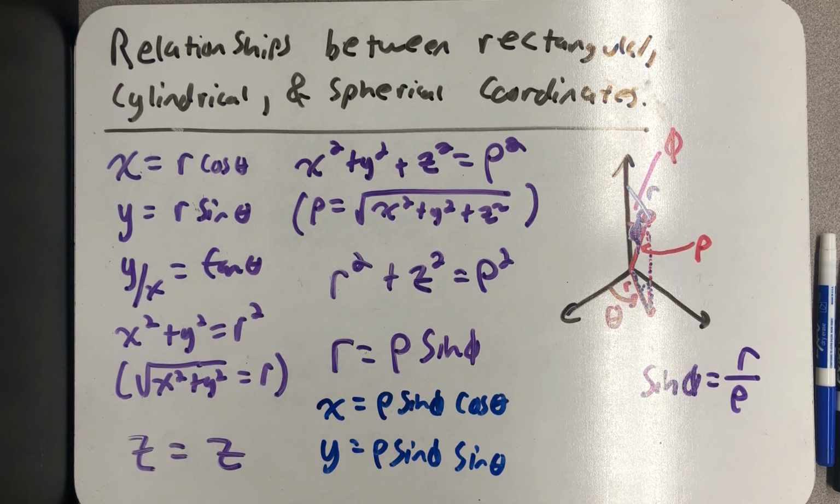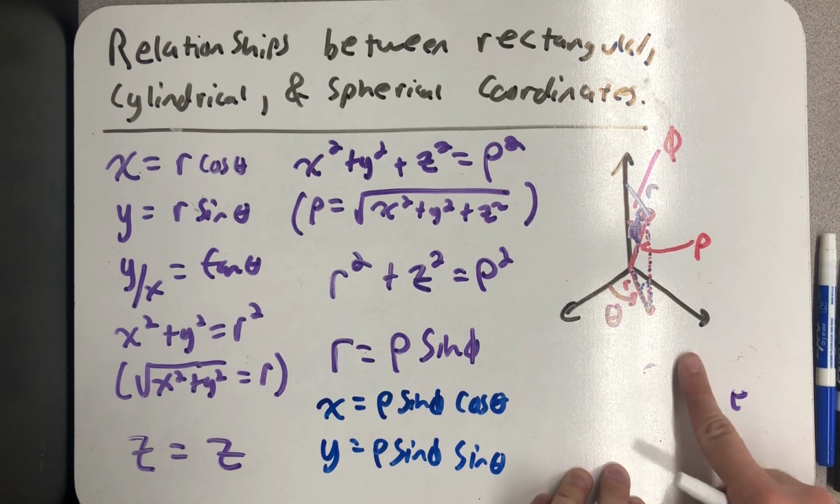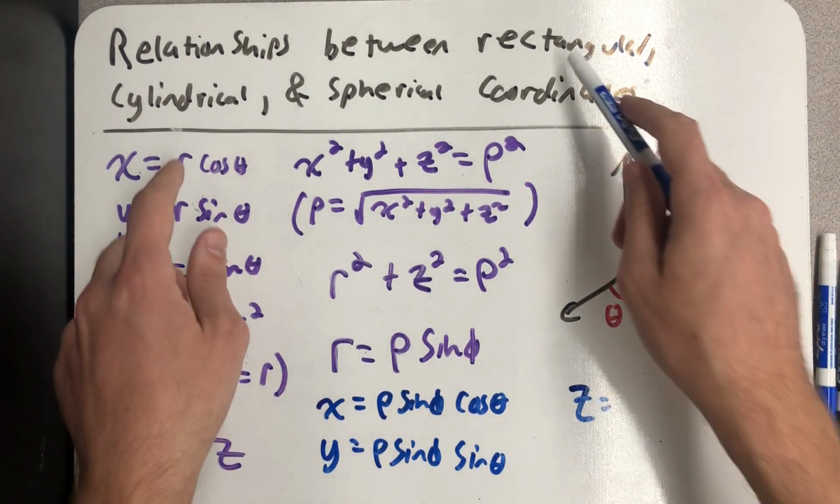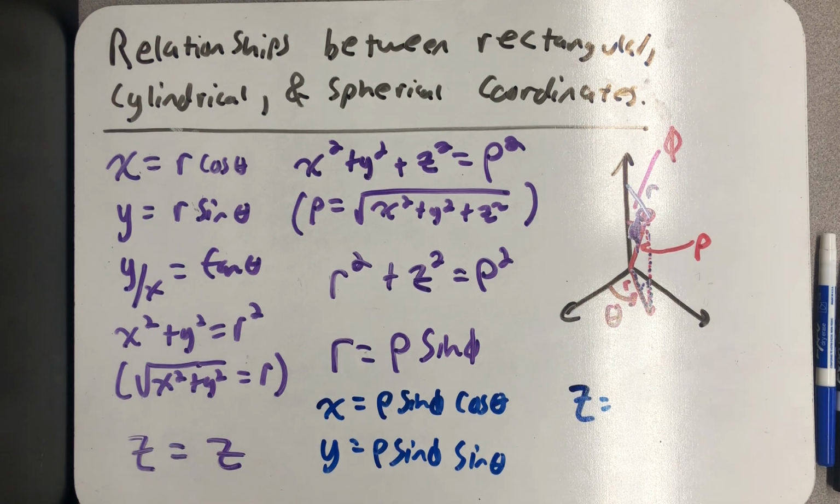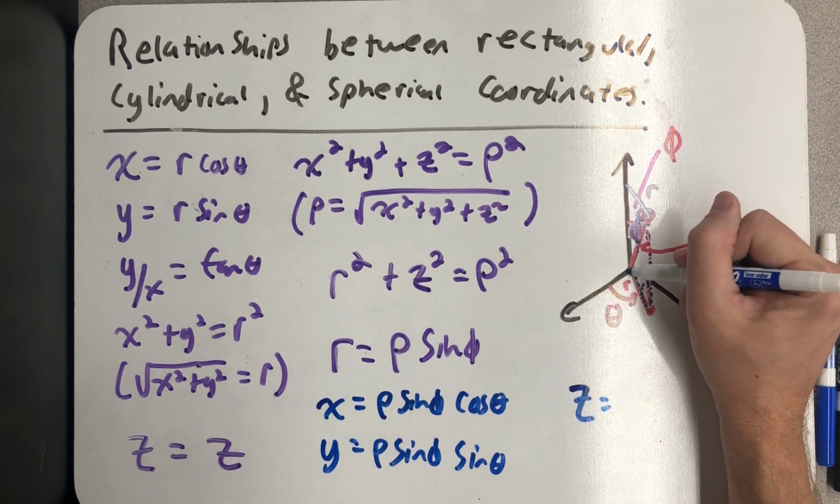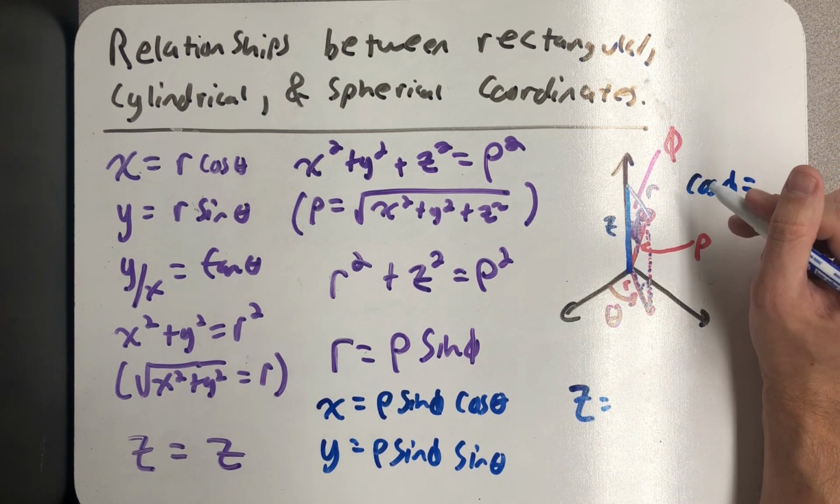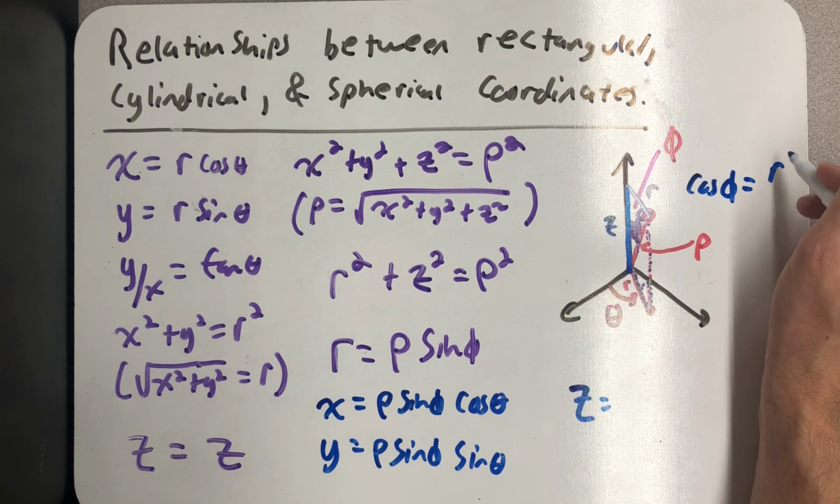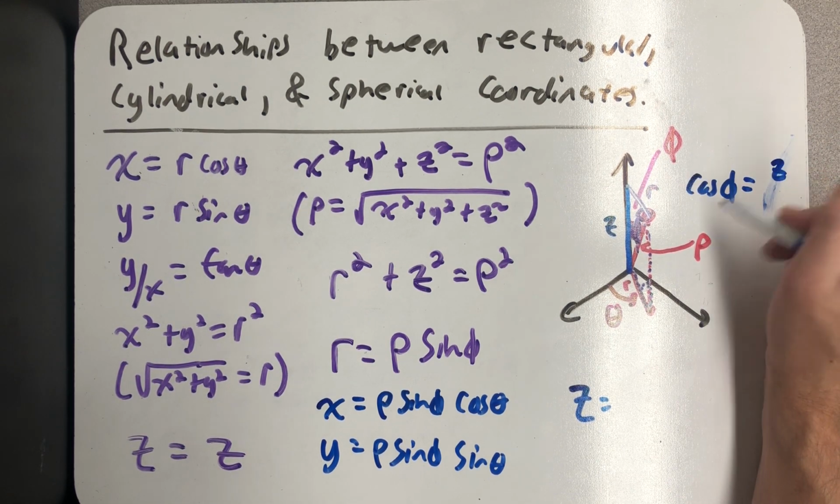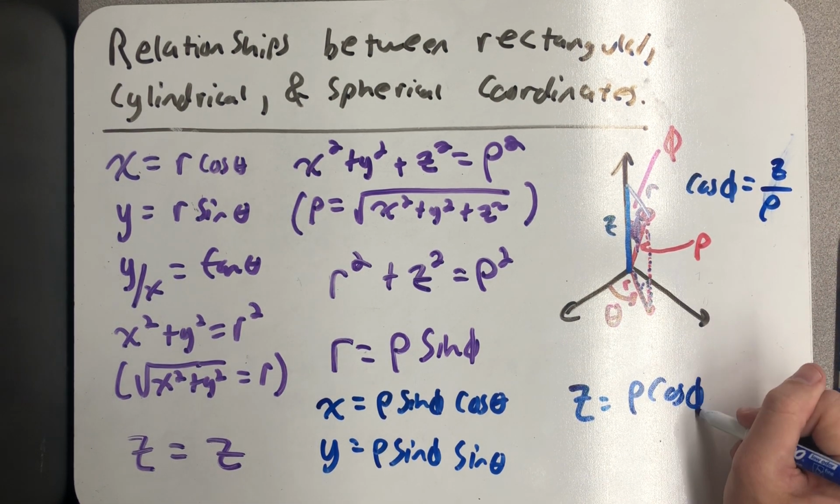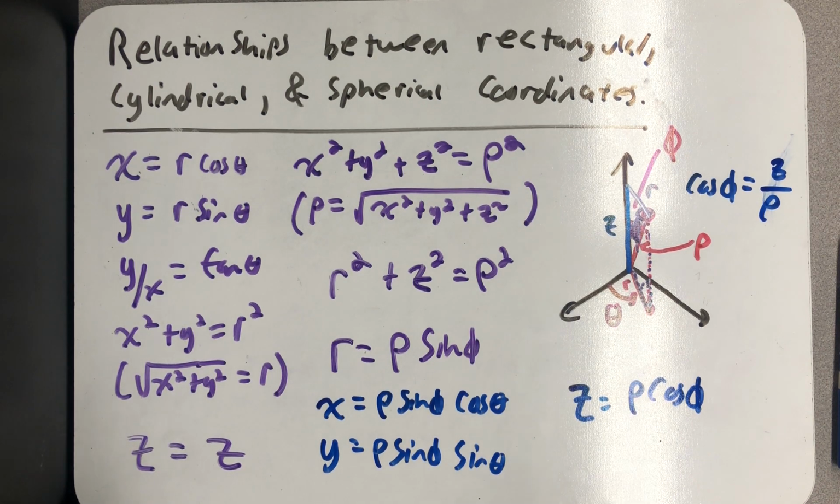And let's see what else we can say. Let's see if we can write down a relationship for z, relating the z coordinate from either rectangular or cylindrical coordinates to spherical coordinates. Well, I can come back to this right triangle because I see the z coordinate here. Well, if I take the cosine of angle phi, it would be z, the adjacent side, over rho. And so I would get z equals rho cosine phi. And here are all of the relationships between rectangular, cylindrical, and spherical coordinates.